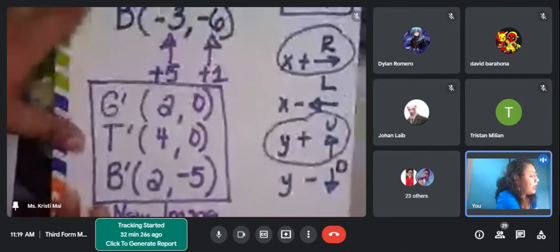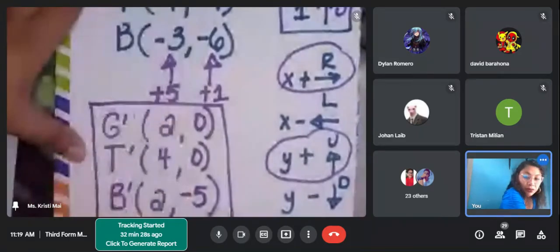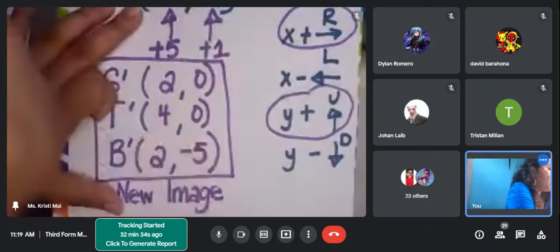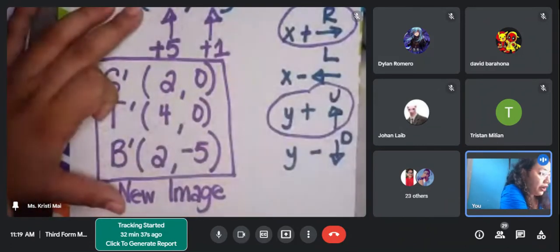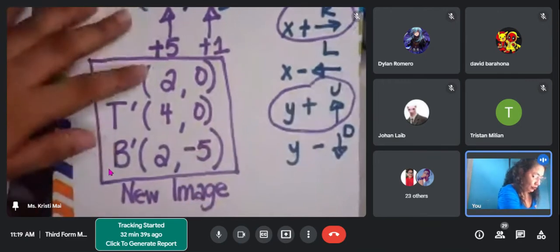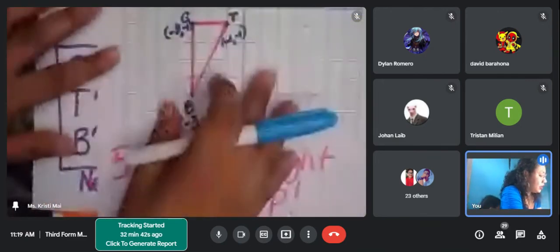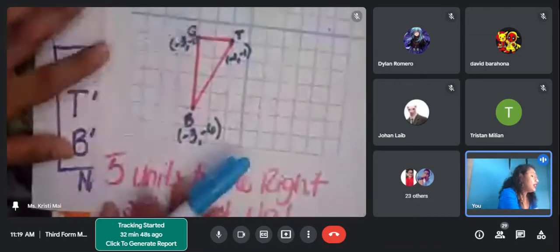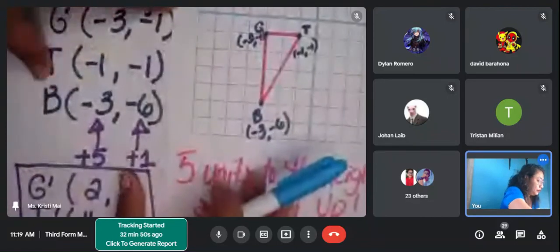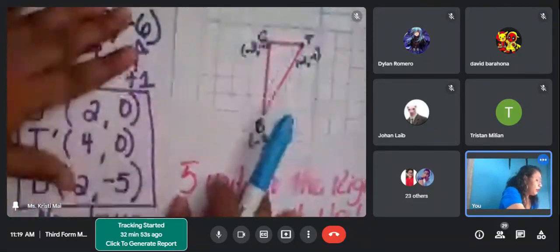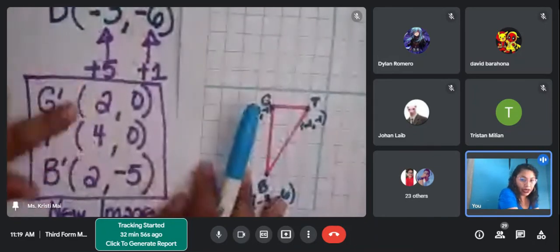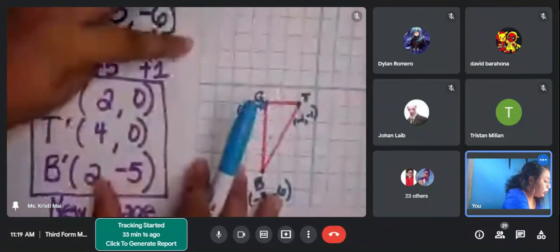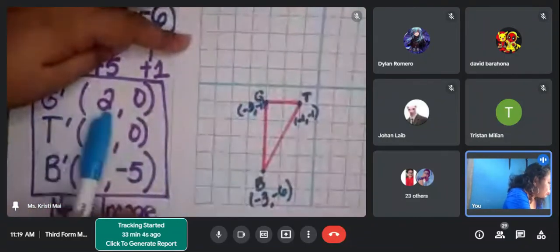Right, so everybody understood how we got from the pre-image points to the new image points? Yes, miss. Okay, so now we go back to the graph paper. This is the original image, right? That is given to us here. And these ones were these points that I have here. So now I am going to be plotting these points in purple so that I can get my translated image. So now the first point is G1, which is 2, 0.